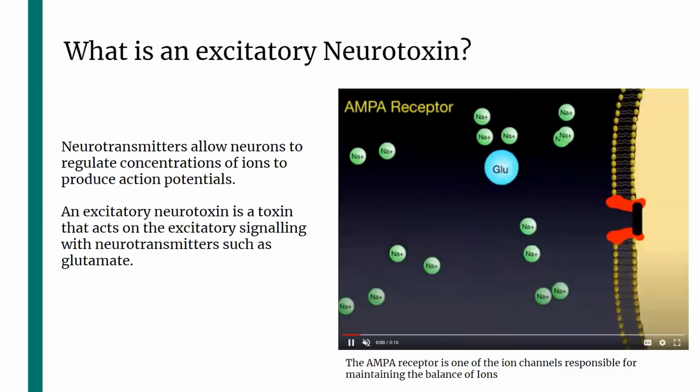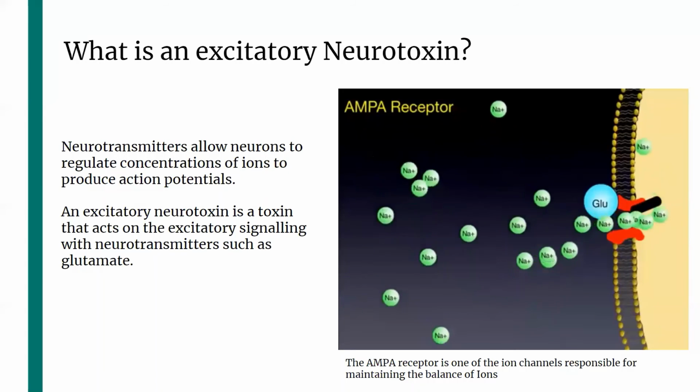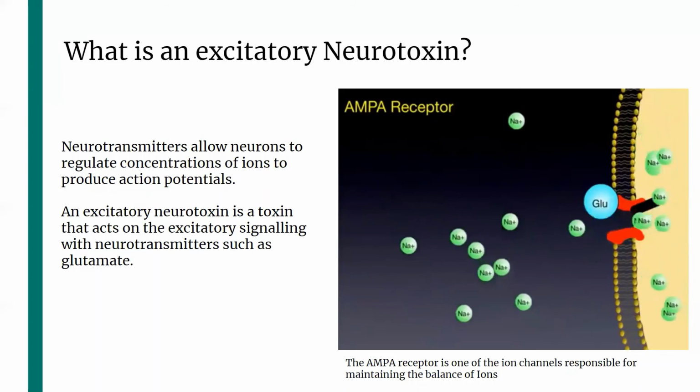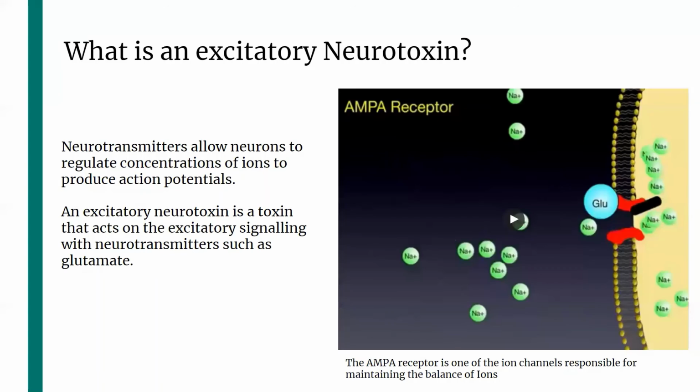First up, what is an excitatory neurotoxin? To answer that, we need a little info on neurotransmitters. Neurotransmitters are the chemicals that allow neurons to send signals to each other. They are sent from one synaptic terminal through the synaptic cleft to activate receptors on the other terminal. An example of one such receptor is the AMPA receptor shown here. Excitatory neurotoxins are chemicals that interrupt the normal signaling by binding to receptor sites, like glutamate to this AMPA receptor.